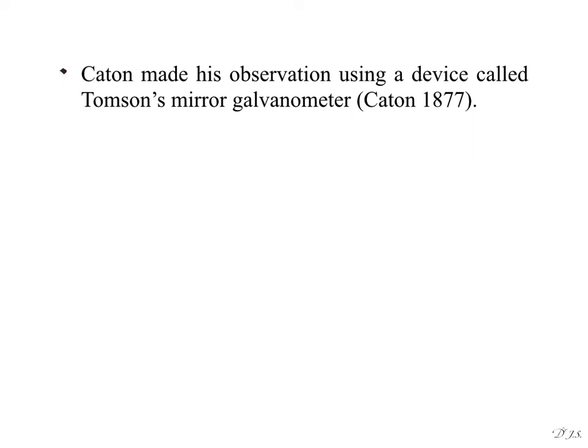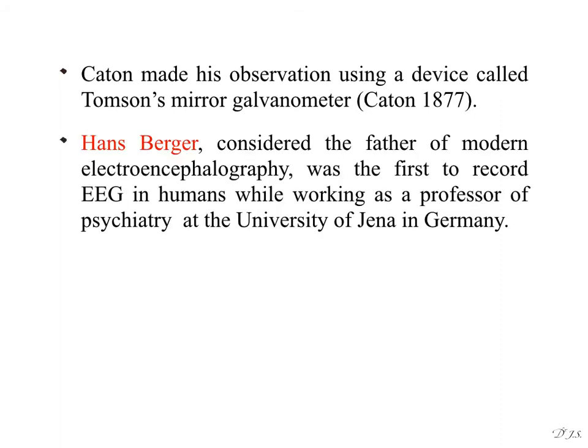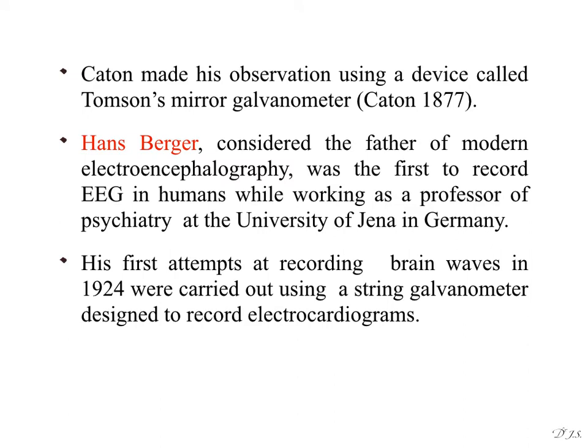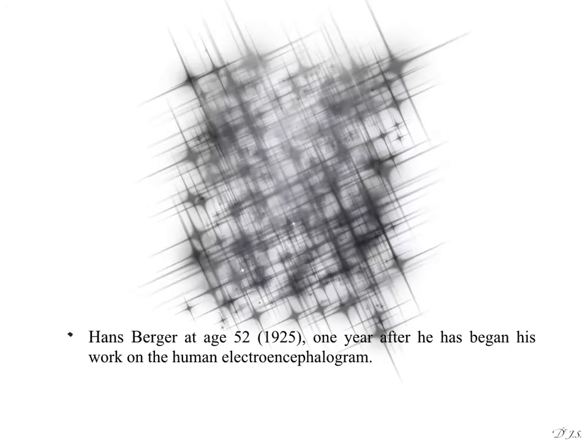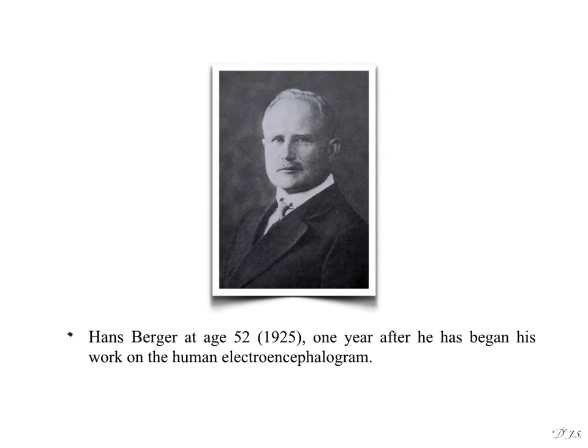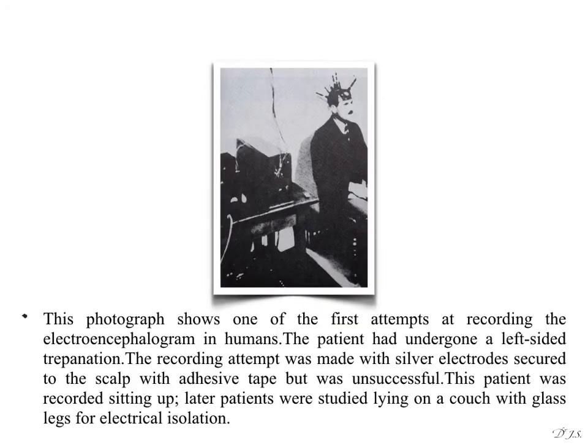Hans Berger, considered the father of modern electroencephalography, was the first to record EEG in humans while working as a professor of psychiatry at the University of Jena in Germany. His first attempts at recording brain waves in 1924 were carried out using a string galvanometer designed to record electrocardiograms. Hans Berger at age 52, in 1925, 1 year after he had begun his work on the human electroencephalogram. This photograph shows one of the first attempts at recording the electroencephalogram in humans.